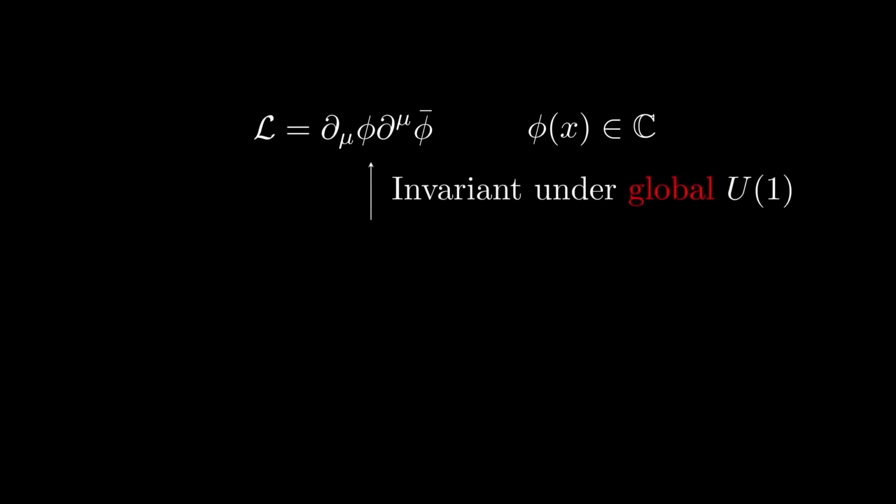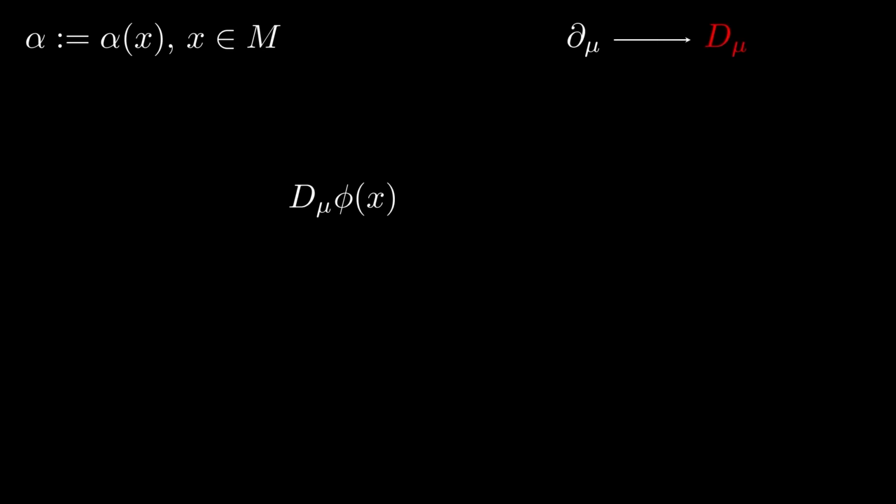Consider a simple Lagrangian of a complex scalar field phi. This Lagrangian is invariant under global U1 transformations. Such transformations are of the following form, where the field is shifted by some phase factor. Now let alpha depend locally on the points of our spacetime. We now have to introduce a covariant derivative with a connection being some vector function which couples to the field.